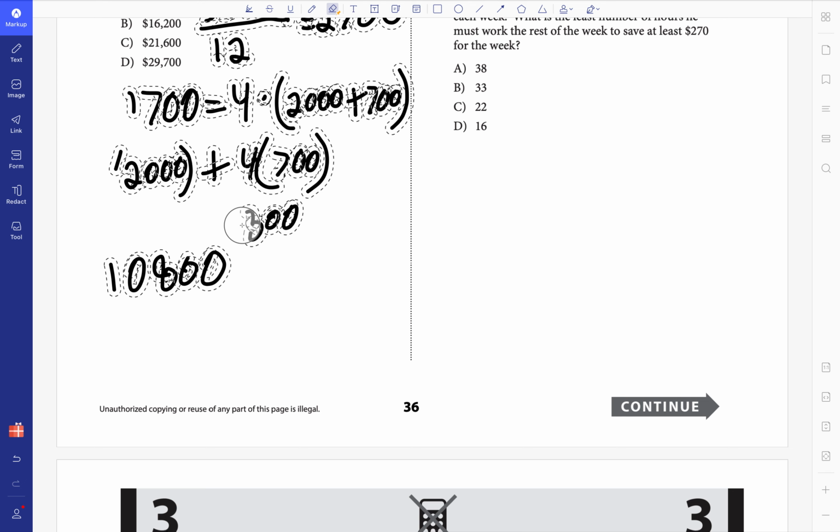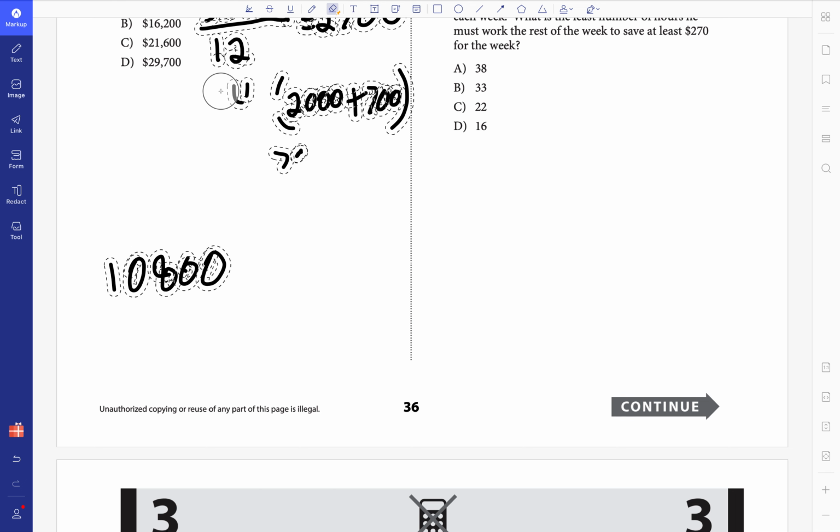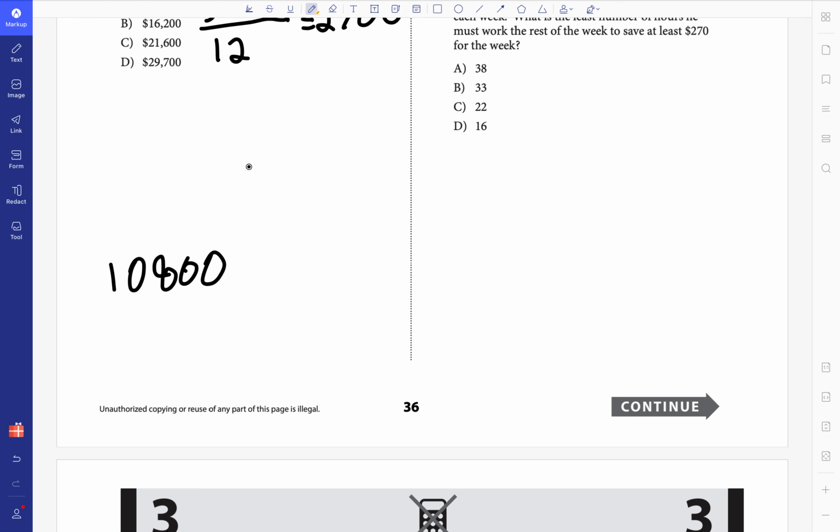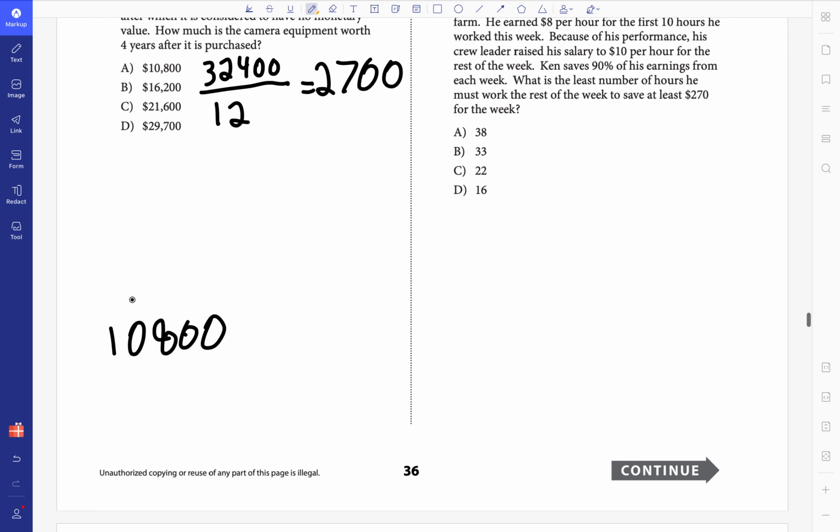I want to keep the 10,800. You'll see why in a minute. So we know it loses 10,800 every year. Okay, and now let's subtract that 10,800 from our original 32,400. Let's subtract to see how much money this camera equipment will be worth after 4 years.